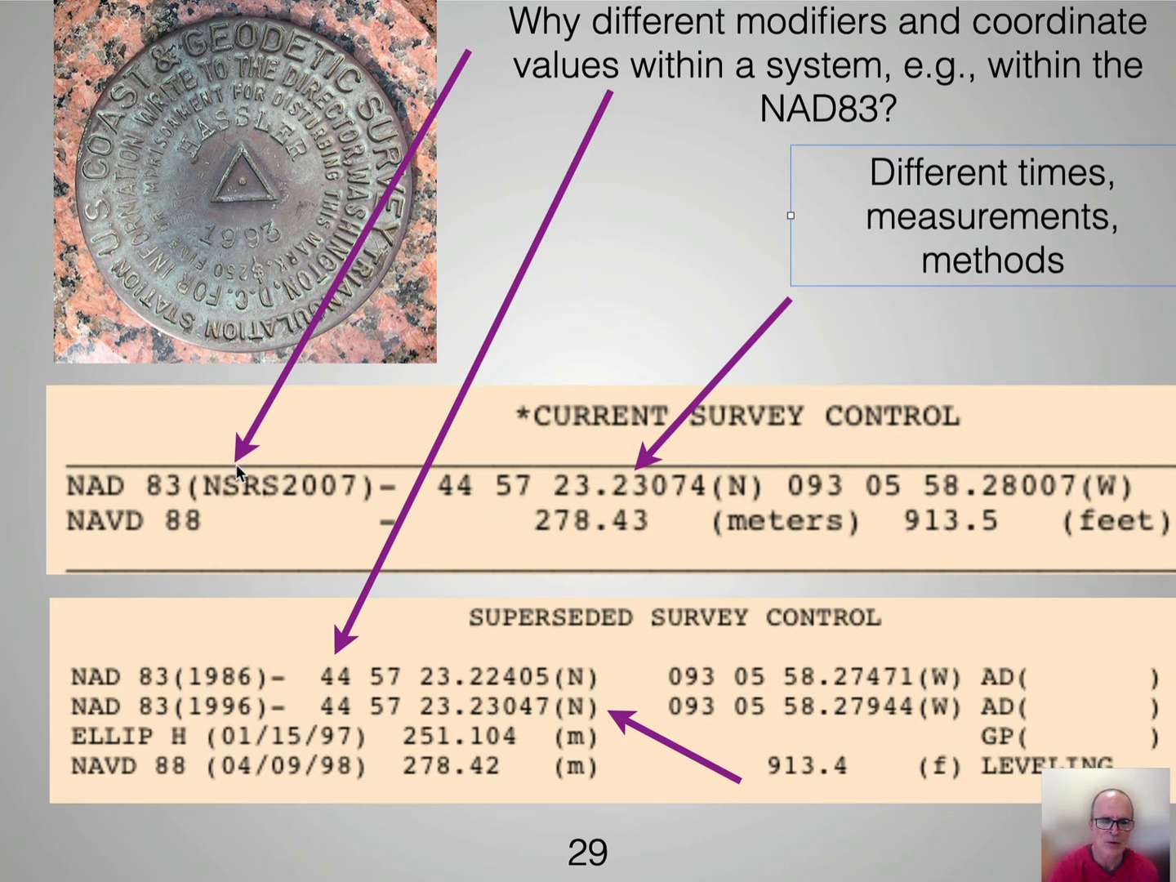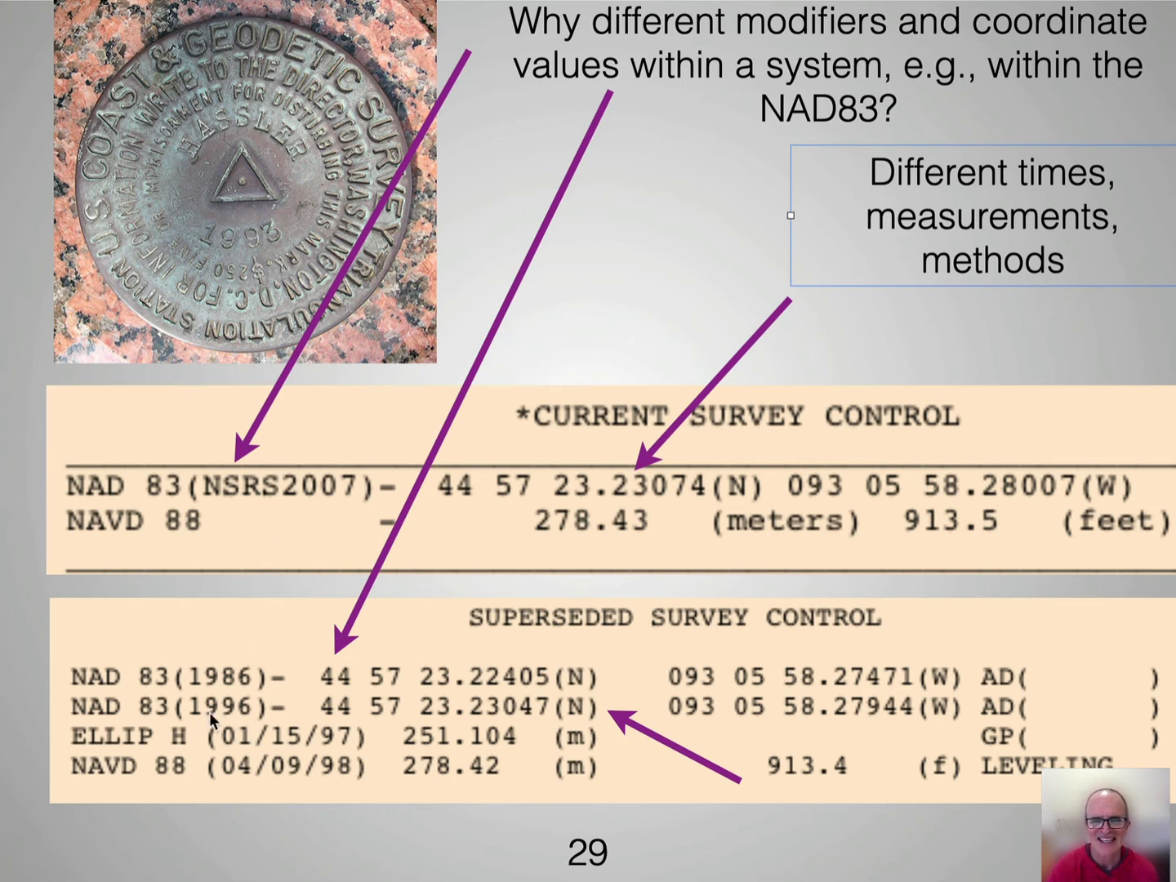That's also why when you look at data, you often have different coordinate systems for the same point. So here's a benchmark point with the coordinates in NAD83, and these are different datums, which means they're different coordinate systems. So this is 44 degrees, 57 minutes, 23.23 seconds. 44 degrees, 57 minutes, 23.22 seconds. And you might not think that's a big difference, but some of these are off by tens of feet. Right? So here's a different 44, 57, 23.23.